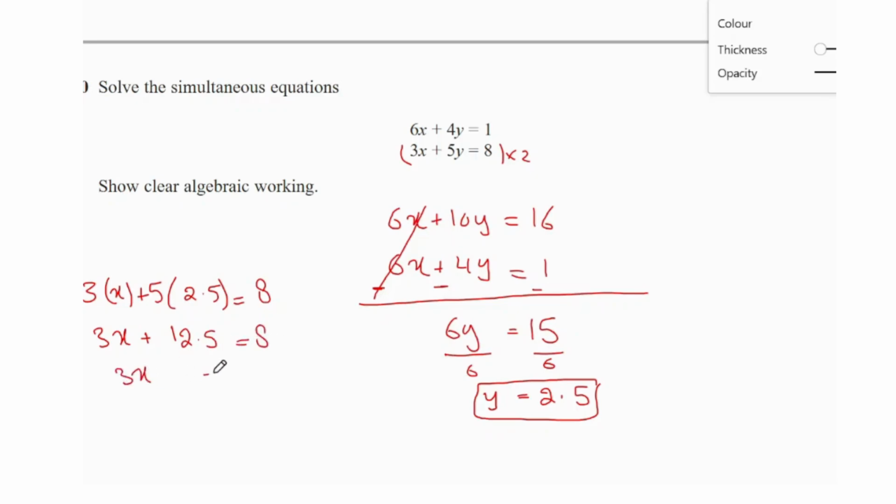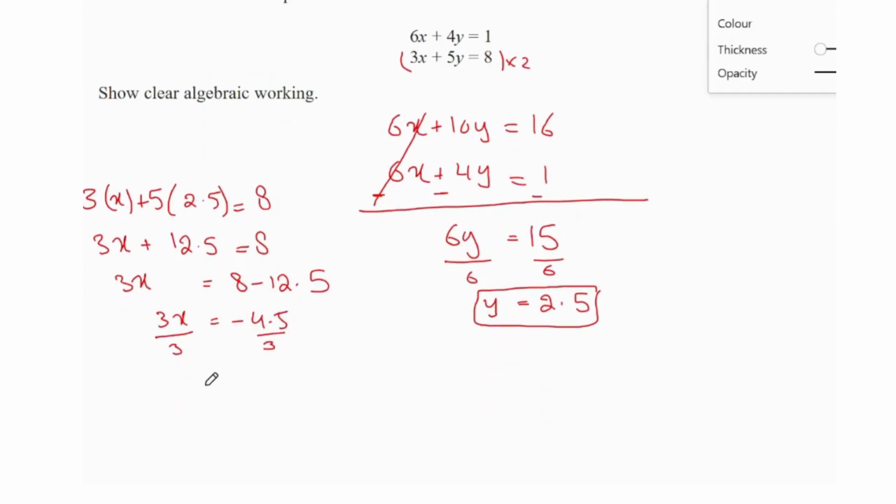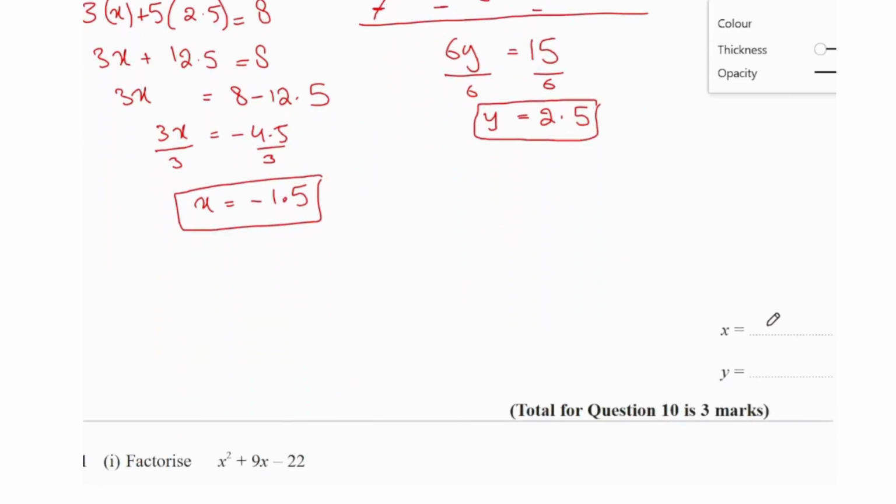So 3x is equals to 8 minus 12.5. So 3x is equals to minus 4.5. Divided both sides by 3. So what we will get? So we will get as x is equals to minus 1.5. So we go here, x is equals to minus 1.5 and y is equals to 2.5. Okay, so we're going to write down our solution here. Minus 1.5, write down clearly for the examiner.